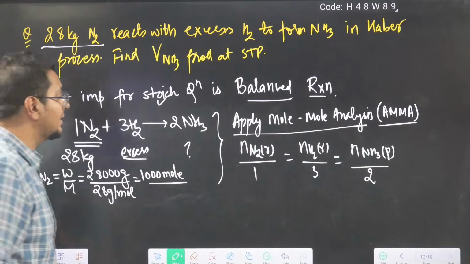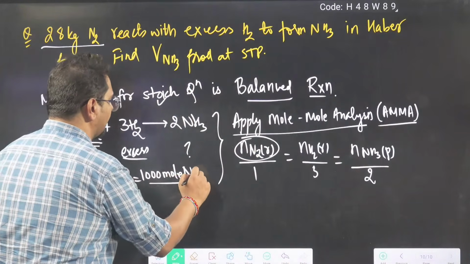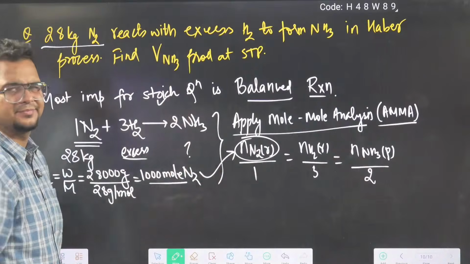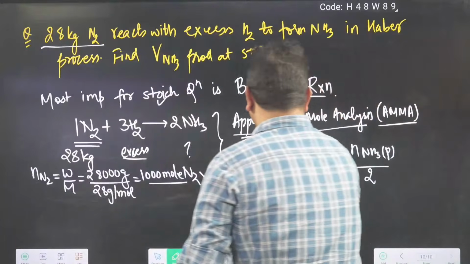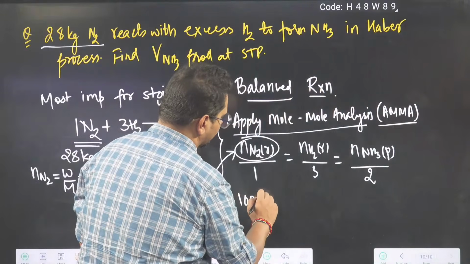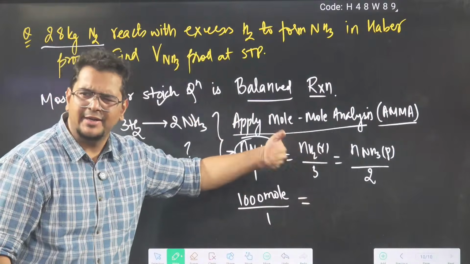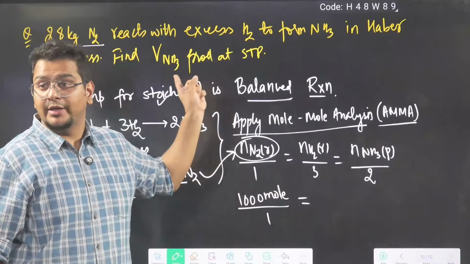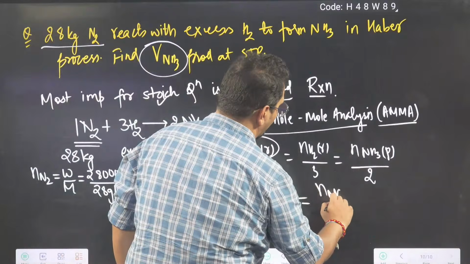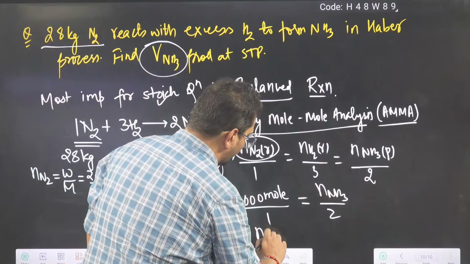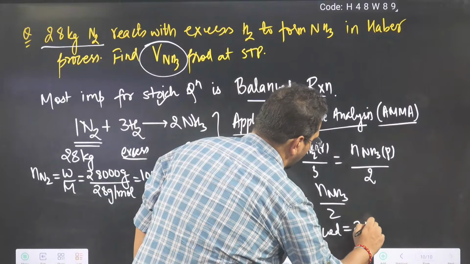So, bhai, how much is the nitrogen reacted amount here? The 1000 mole of nitrogen is given and the hydrogen is in excess. So maybe nitrogen completely reacted, 1000 out of 1000. So 1000 mole reacted here, divided by 1. Hydrogen they are not asking, so I will ignore it. Ammonia they are asking. So I will find the moles of ammonia produced, divided by 2. So moles of ammonia produced comes as 2000 moles.